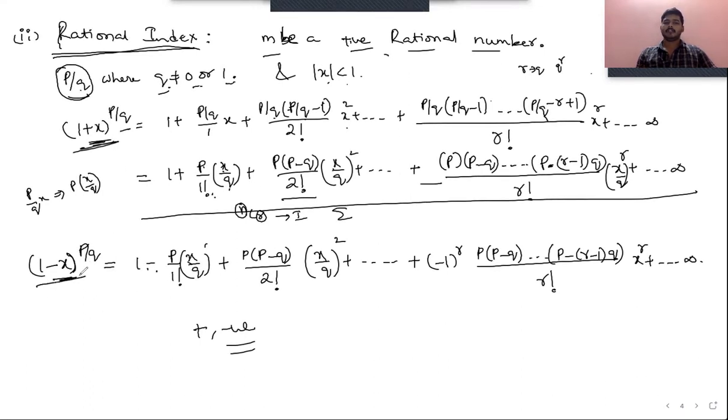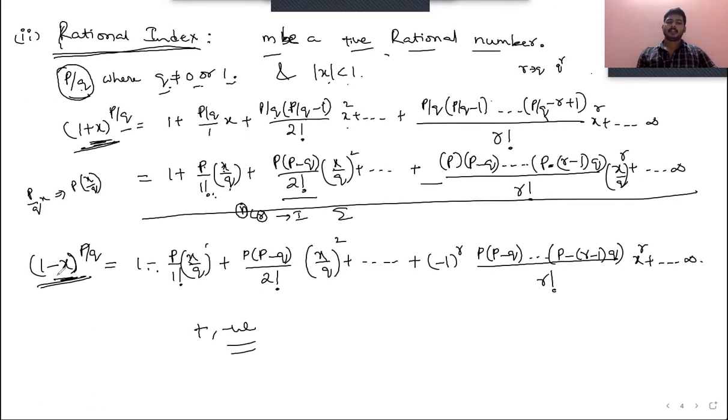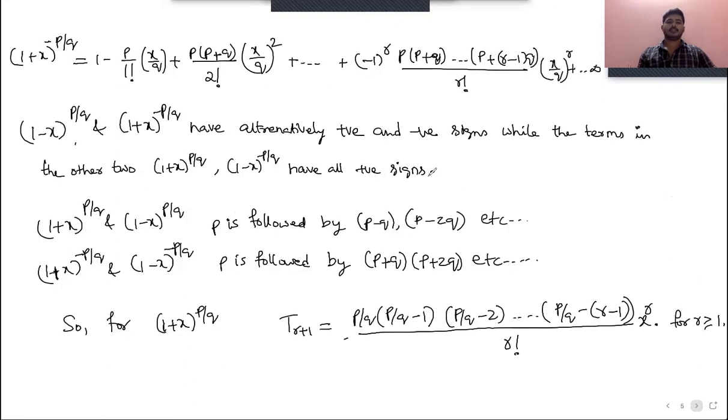The only difference between (1 plus x) whole power p by q and (1 minus x) whole power p by q is that only the alternate terms will be positive and negative in the case of minus x, and all the terms will be positively signed in the case of 1 plus x. Okay.